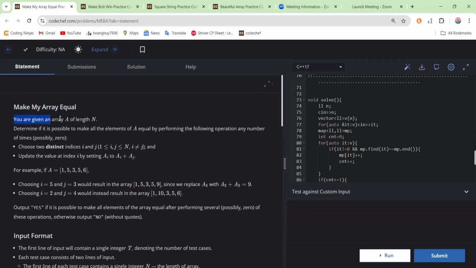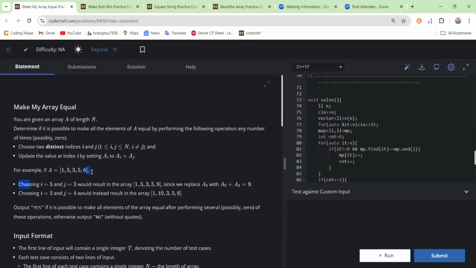You are given an array A of length n. Determine if it is possible to make all the elements of A equal by performing the following operation any number of times. That is, what are the operations that you can perform? You can choose two distinct indices i and j, that is i is not equal to j, and update the value at index i by setting ai to ai plus aj.